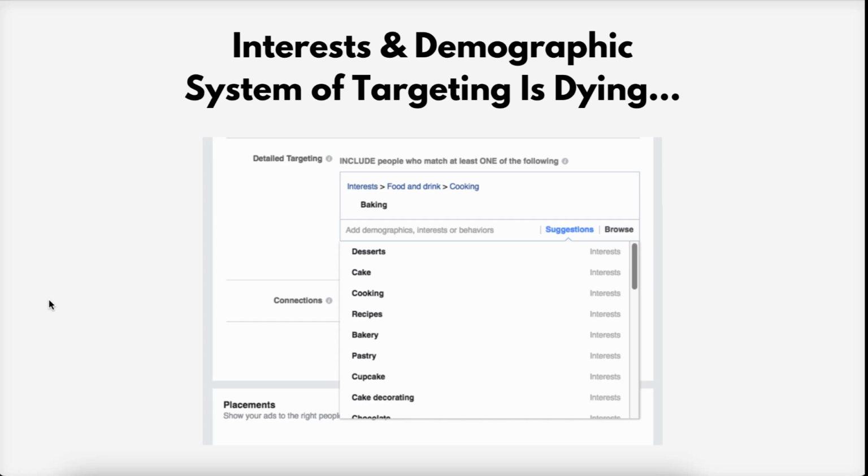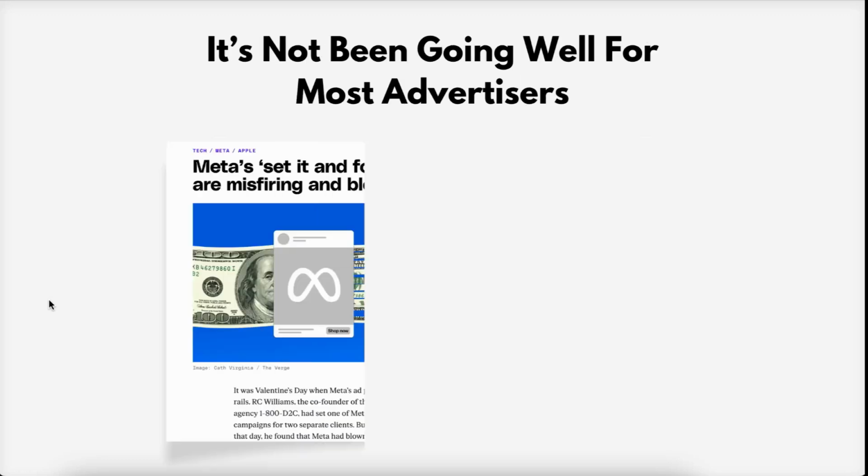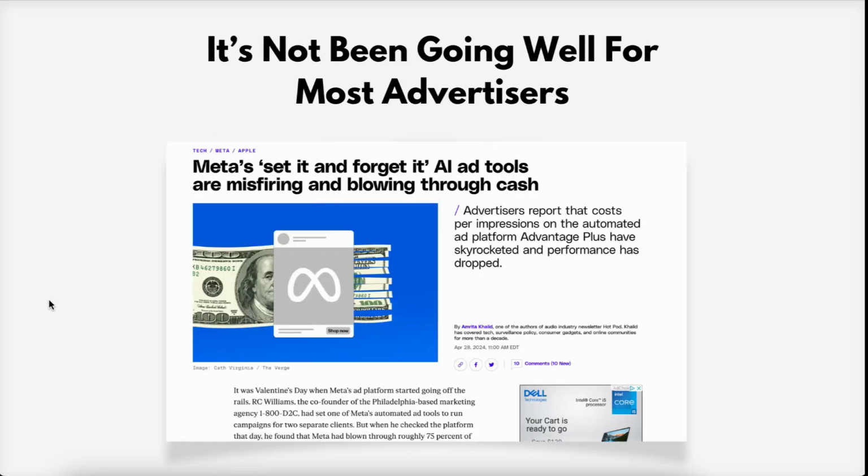So they made a hard but urgently needed switch to automate targeting using the interest graph's AI. Unfortunately, it has not been going well for most advertisers. Now, here's what The Verge had to say: Meta's set-it-and-forget-it AI ad tools are misfiring and blowing through cash. And now here's why this is happening.